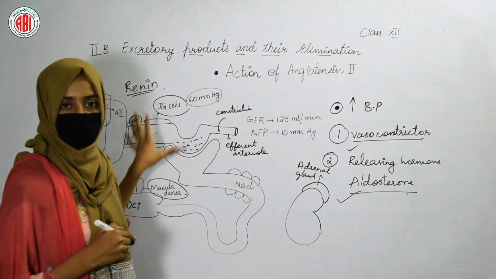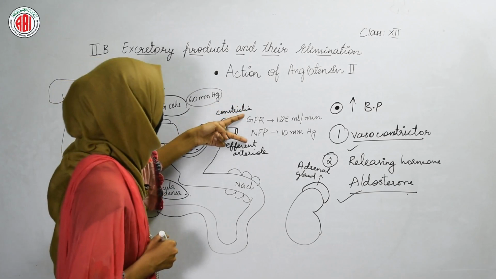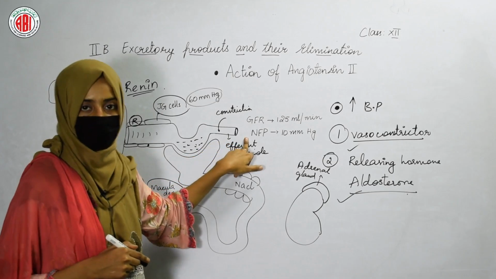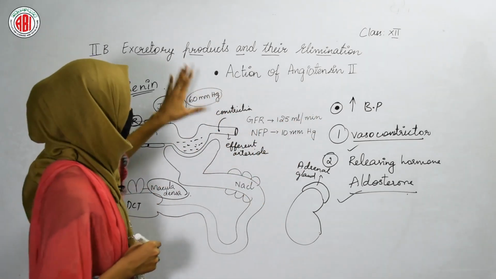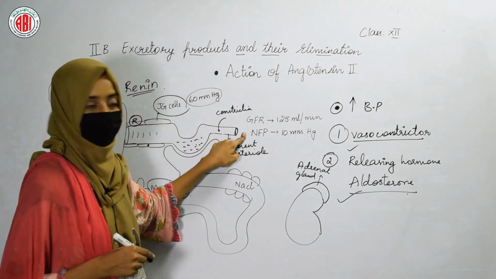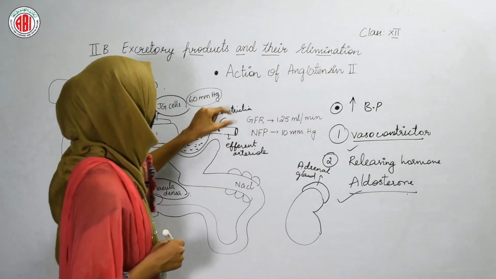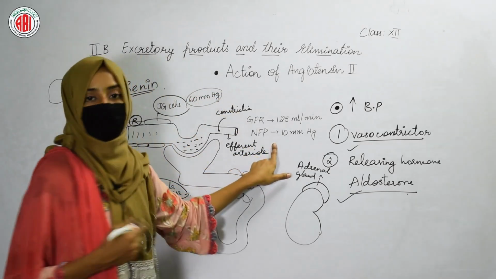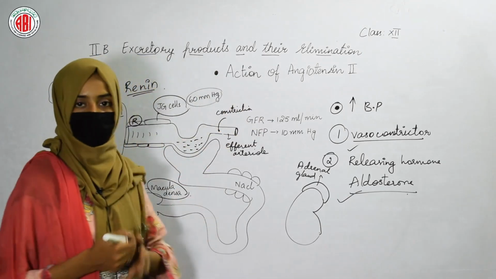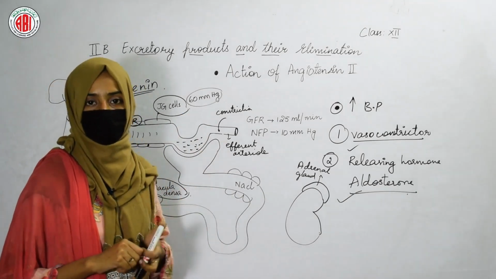As the BP becomes low, the GFR, glomerular filtration rate, and NFP, net filtration pressure, both decrease. So to increase the GFR and the NFP, the action of angiotensin 2 is very important. The normal GFR is 125 milliliters per minute, and the normal net filtration pressure is 10 mmHg. If it becomes low, then angiotensin 2 starts its action in order to make it high.